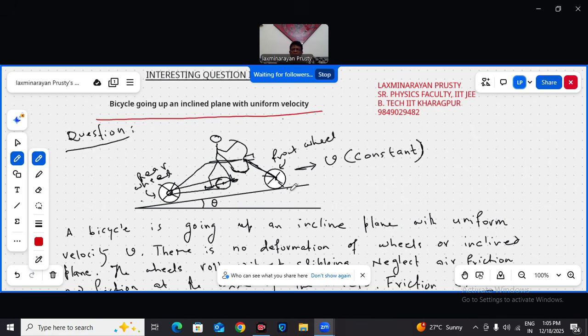So by this, what do you mean? There won't be any rolling friction. Whatever friction will be there, that will be the sliding friction or the static friction between the inclined plane and the wheels. If it slides, it becomes a sliding friction. If it does not slide, just rolls up, which is the case right now, it's just a static friction force. But there is no rolling friction because there is no deformation of either the wheel or the inclined plane. Keep it in mind.